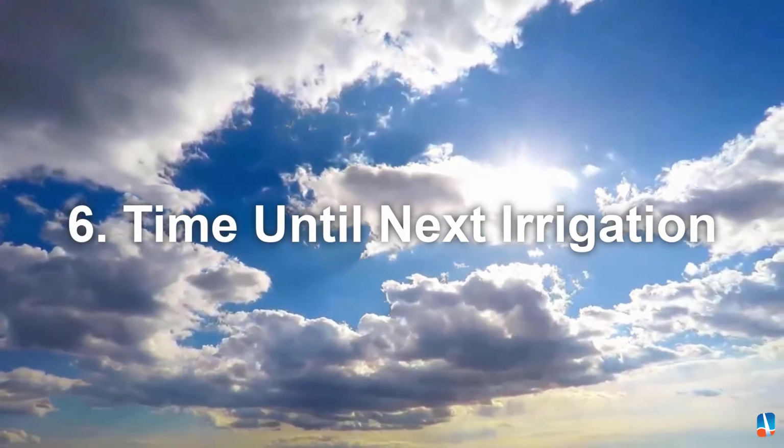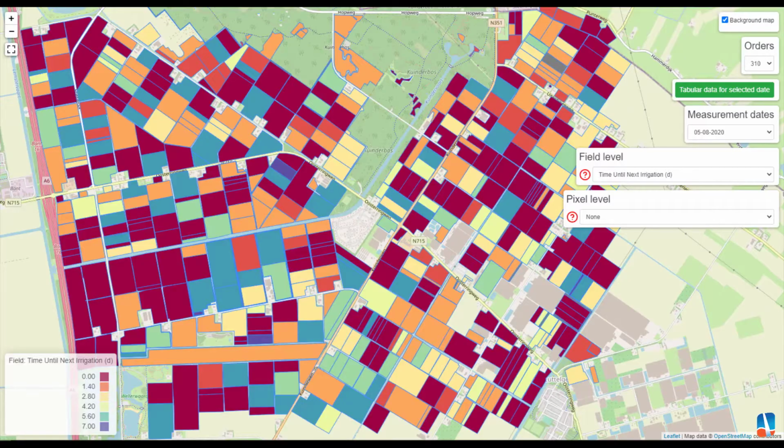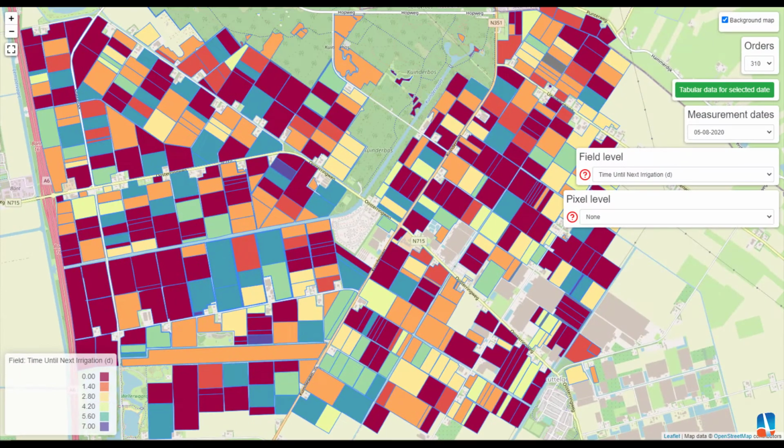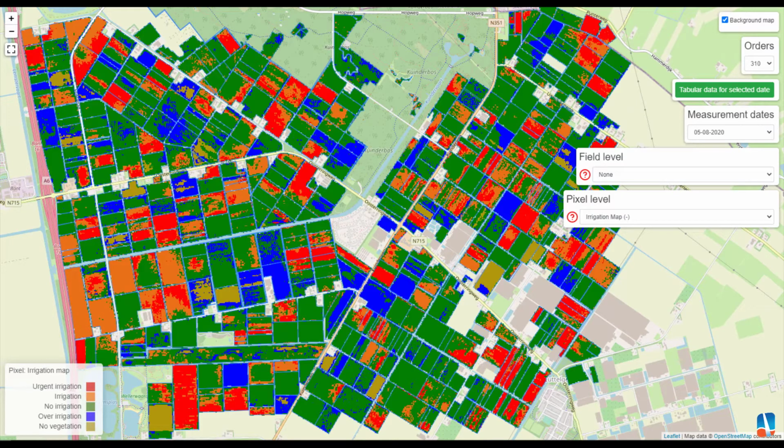Number 6. Time until next irrigation. The days until next irrigation will be 0 for dry fields because we advise to irrigate today. But for wetter fields, the number of days is higher. This parameter is updating every day, so the number of days may change because of other weather conditions. Remember that we determine for every pixel whether it should be irrigated or not. So every 10 meter by 10 meter is checked on whether it needs water.